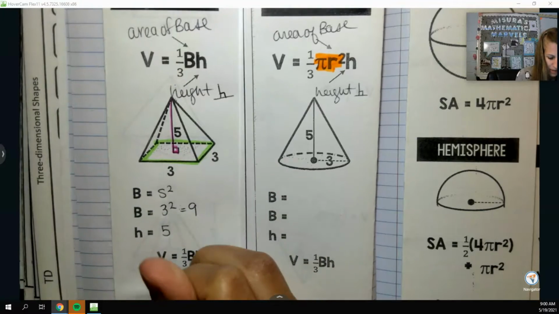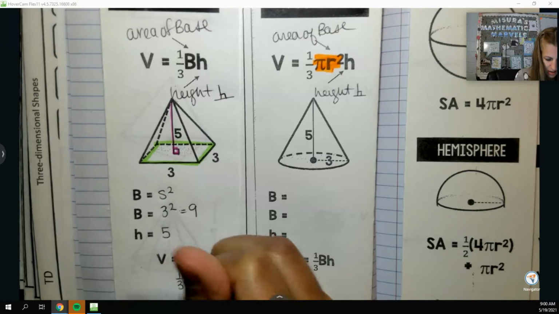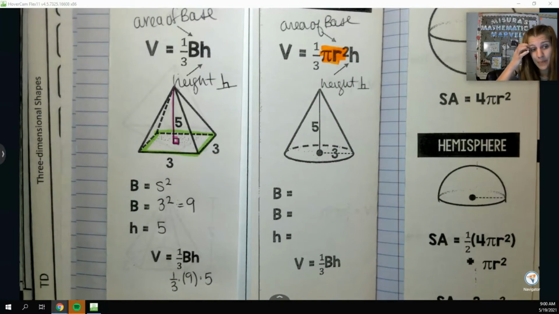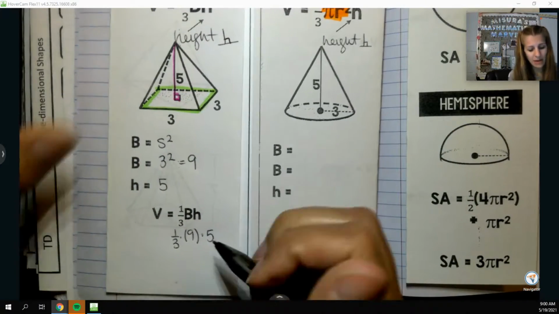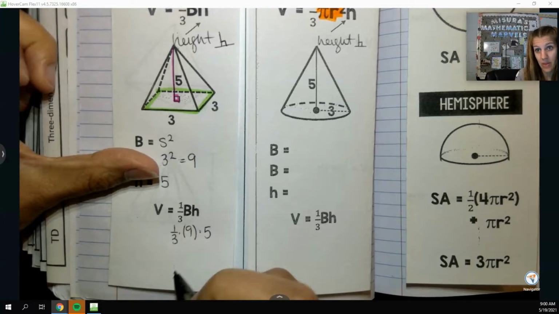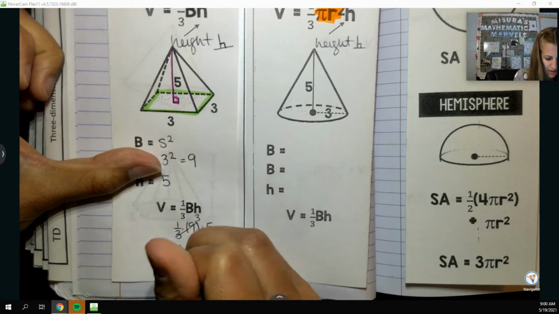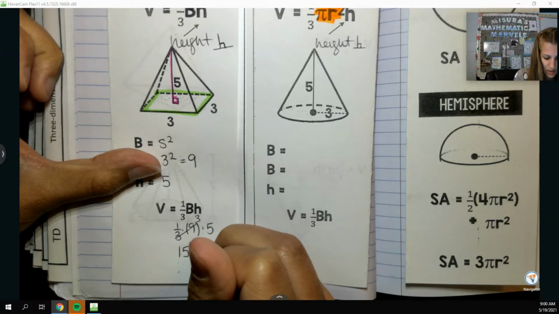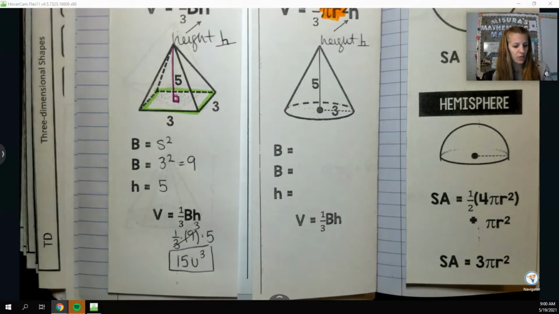And so then when we plug these numbers in, we have 1/3 the area of the base times the height, which is 5. And so now when we're doing a third, that's really just like dividing by 3. So if you can divide 3 on something, that's great. So a third of 9 is 3 times 5 is 15. And because we're back to volume now, that is units cubed. So 15 units cubed for the volume.